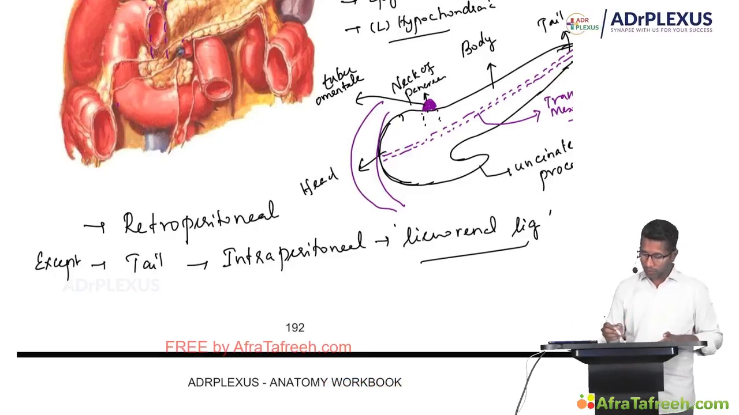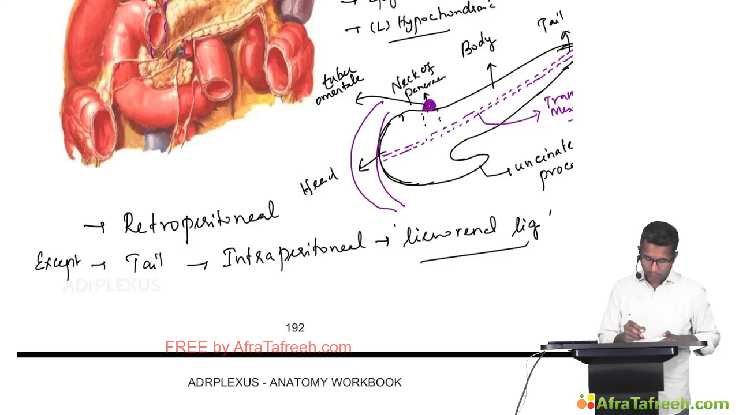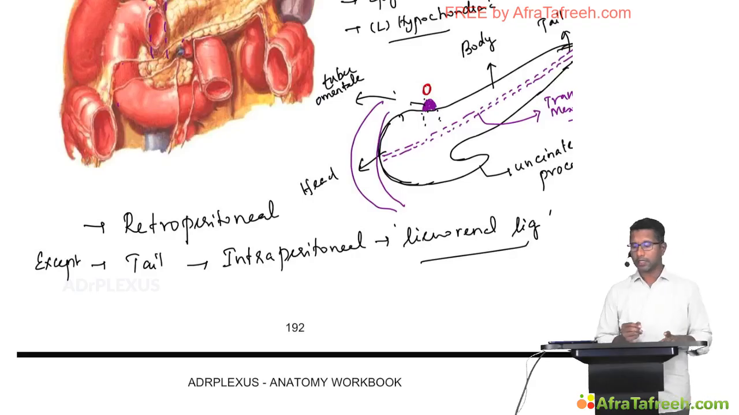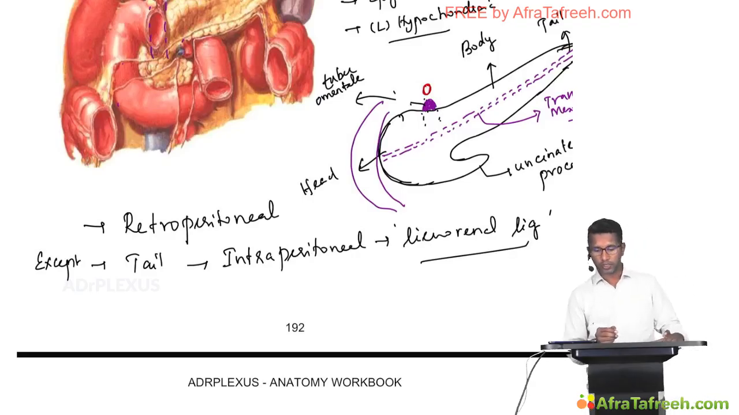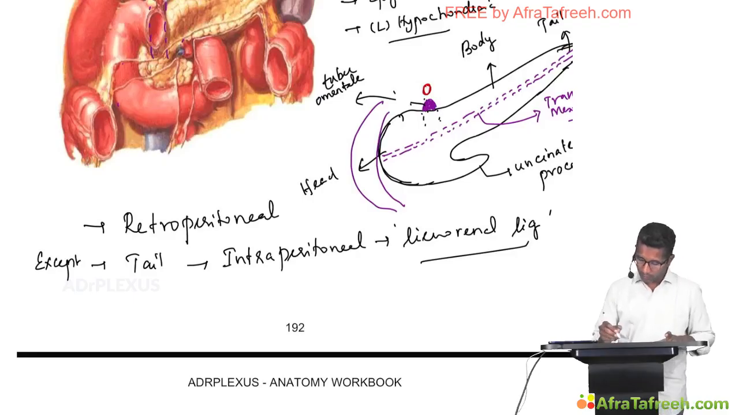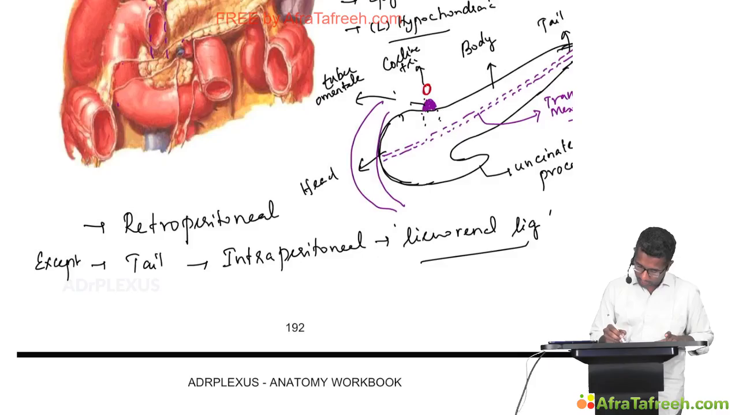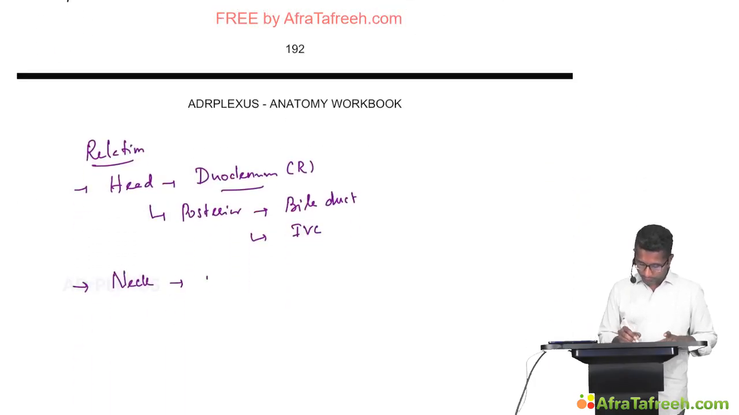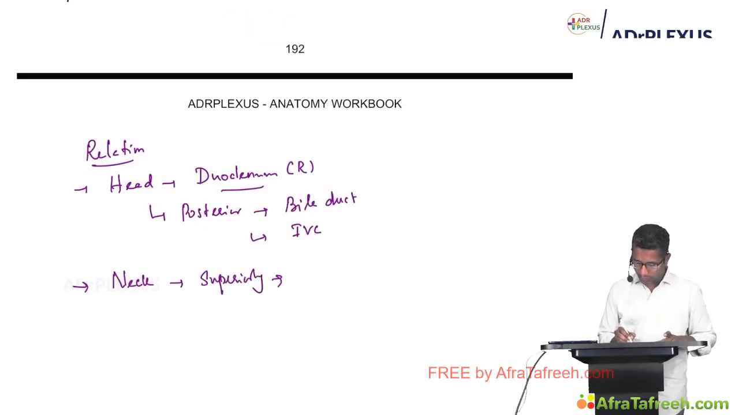One important artery is related to the tuber omentale of the pancreas. What is that artery? The artery seen here, just above the tuber omentale, is nothing but the celiac trunk. This trunk is called the celiac trunk. So the neck is related superiorly to the celiac trunk.